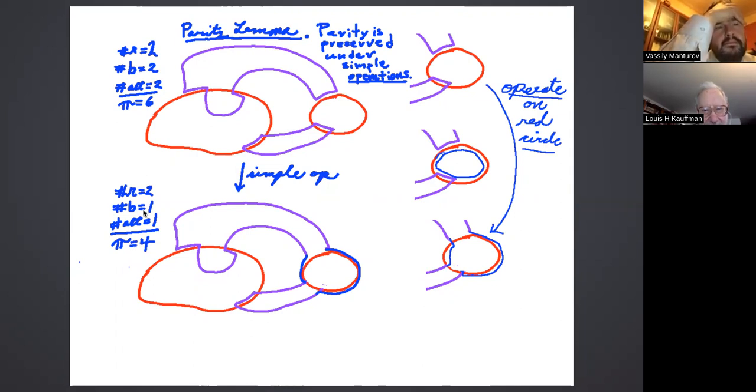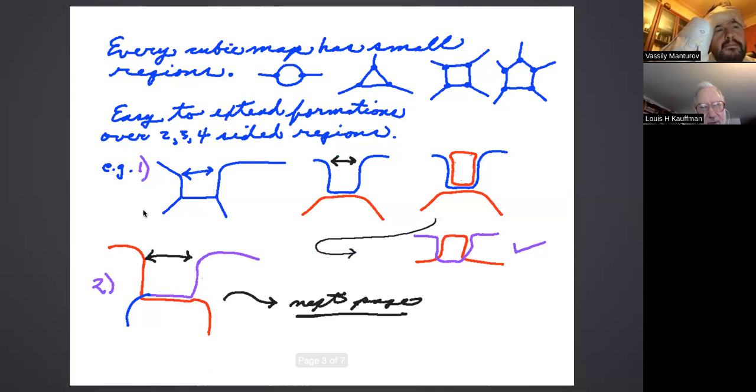And you can use the parity lemma to recolor some things. I'll show you an example and then we'll quit this combinatorial side. Every cubic map has small regions, which follows from Euler's formula. Every cubic map has 2, 3, 4, or 5-sided regions.